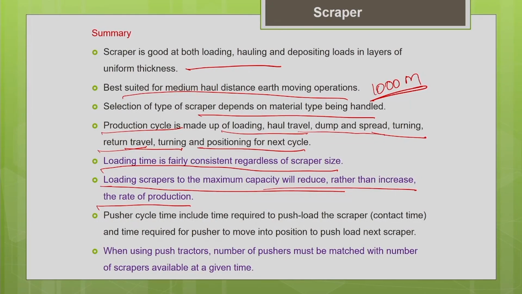Find the optimum loading time from the load growth curve, which you can get from the equipment manufacturer, and you have to follow that particular optimum loading time. Then the pusher cycle time includes the time needed for push loading the scraper, as well as the time needed for moving the pusher into position to push load the next scraper. All these things make up the cycle time of the pusher.